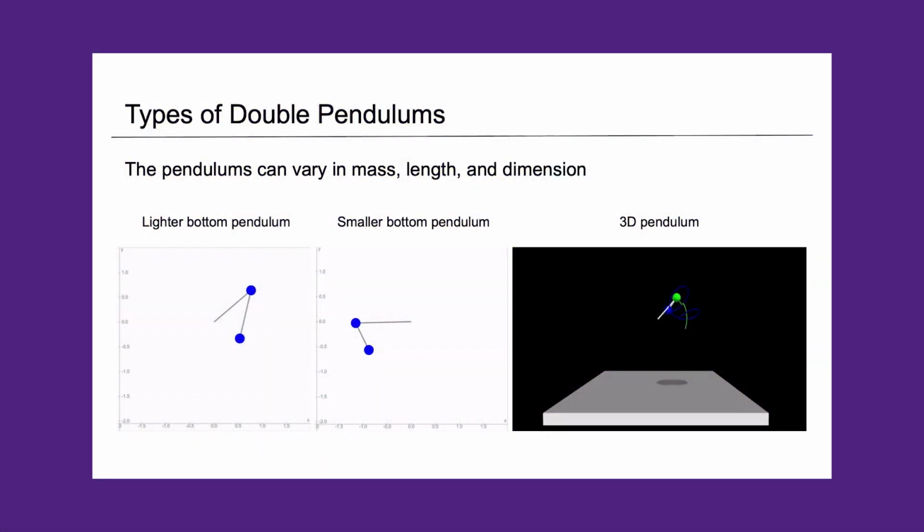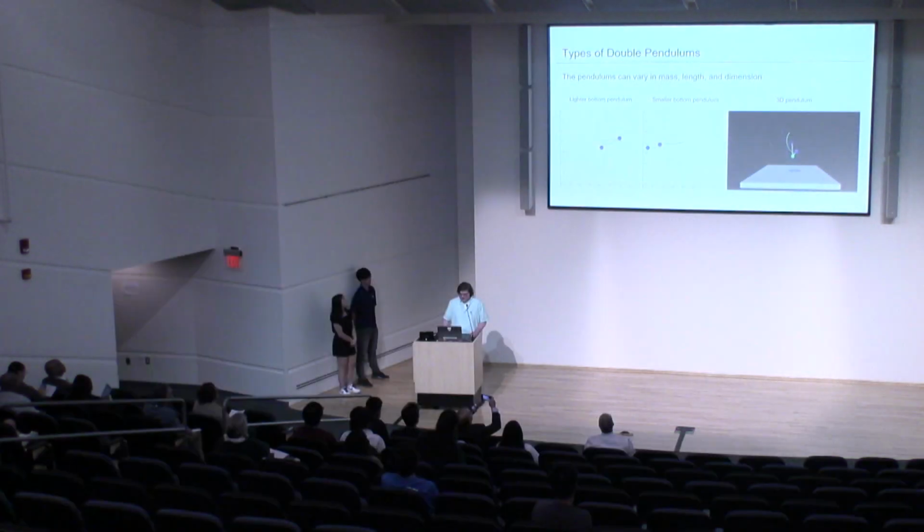And despite them being fairly simple, they can actually vary in many different ways that greatly change their output. In this first simulation on the left, we put the bottom pendulum to have a lighter mass than the top pendulum. As you can see, it creates very chaotic behavior with the bottom pendulum wildly swinging around the top pendulum.